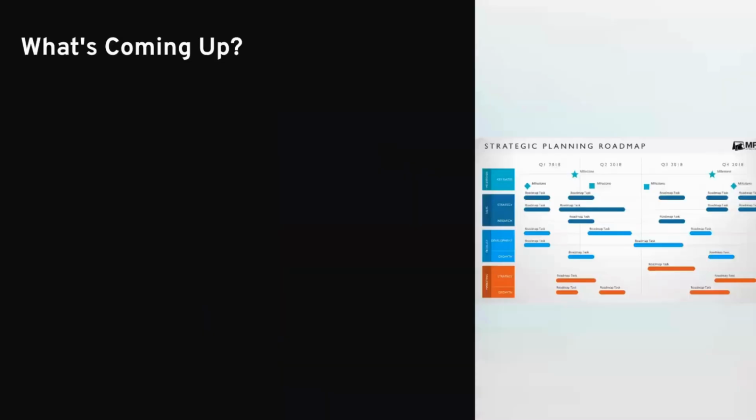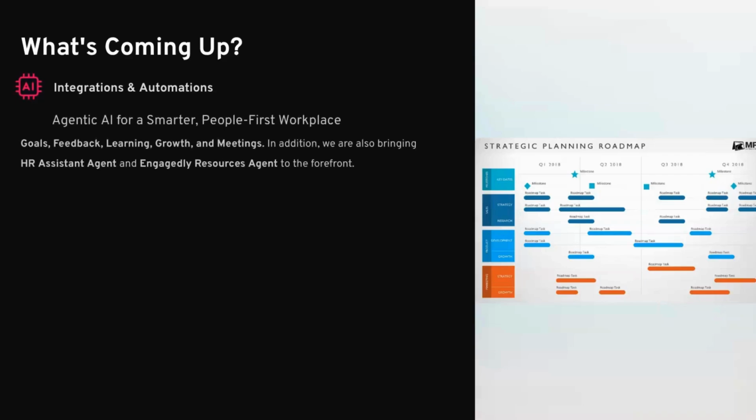And what is something going to come up? As I told you again, Engagely is always evolving as a product, and we are still developing our product. What you can expect in the next 1 or 2 months: integrations and automation, agentic AI. That is something we are focusing on. So what you can expect is agentic AI available across all the modules, say goals, feedback, learning, growth, meetings.